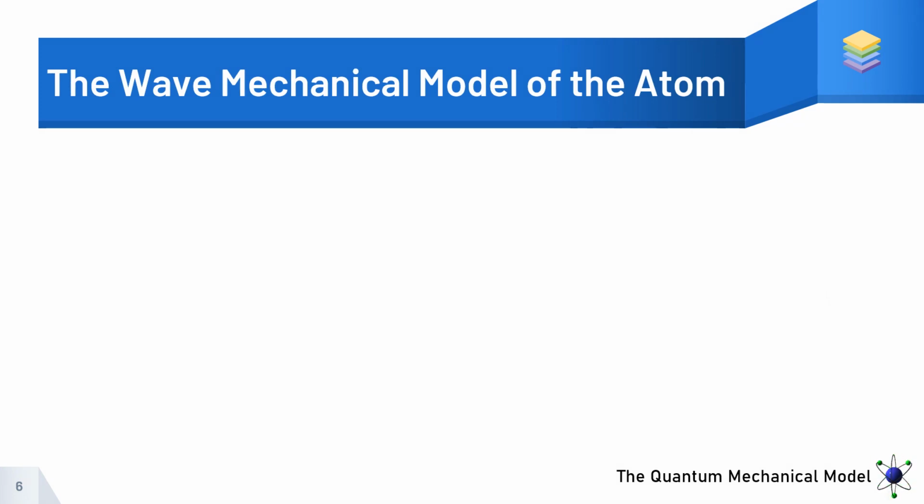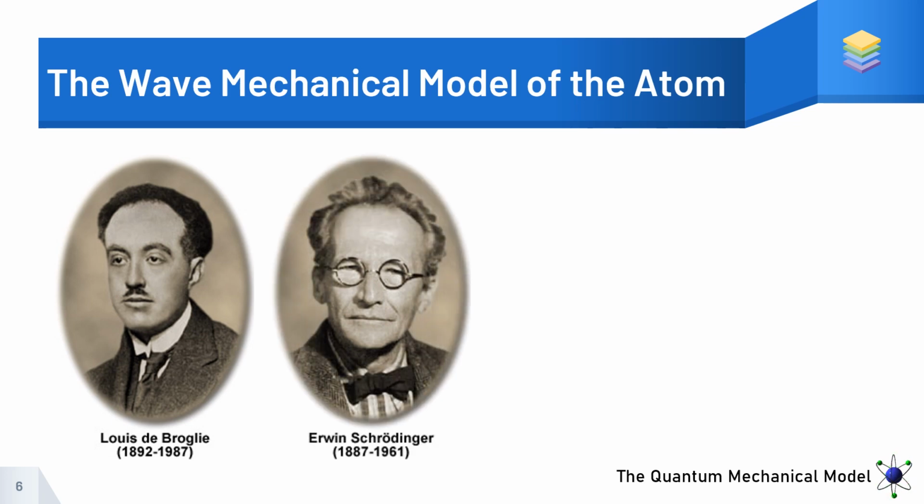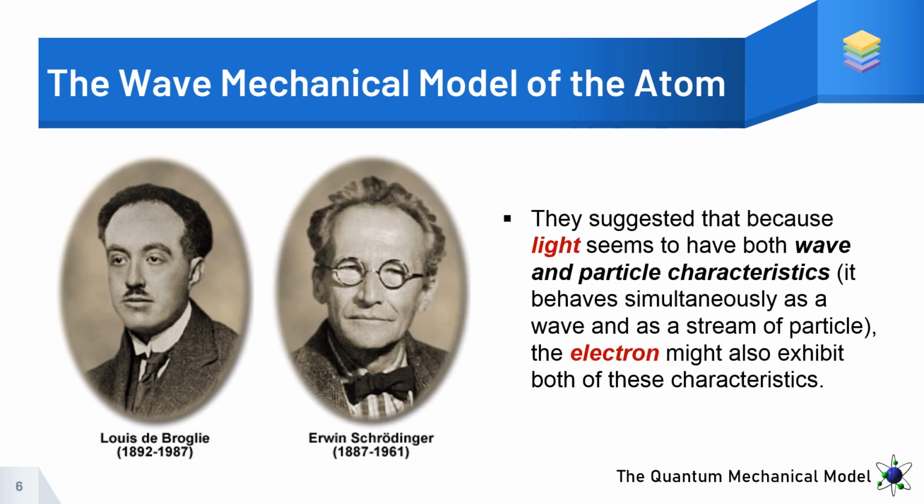Next one is the wave mechanical model of the atom, or the quantum mechanical model of the atom. This one was popularized by Louis de Broglie and Erwin Schrödinger. They suggested that because light seems to have both wave and particle characteristics, meaning to say it behaves simultaneously as a wave and a stream of particles, the electron might also exhibit the characteristics of both.